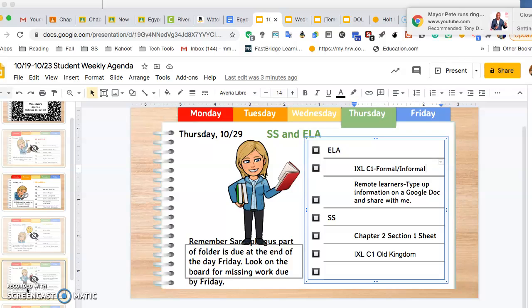For social studies, we're sort of combining that pyramid information with IXL C1, which is the Old Kingdom. We also yesterday found out information about how the ancient Egyptians viewed cats. So if you want to, in your paragraph about the pyramid, you want to include 2 sentences, leave some space in between them. How did they feel about cats? How did they view cats in ancient Egypt? And then that should be enough for today.